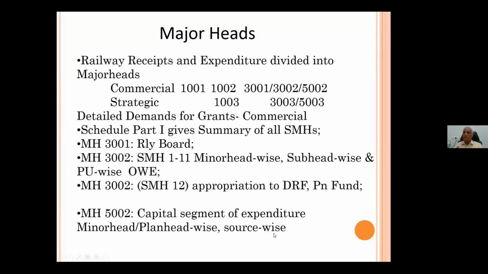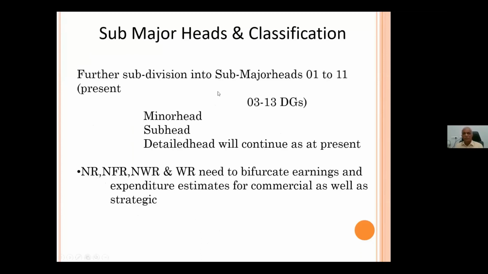Source means, where will this money come from? From budget support given by government, or from our fund DRF, or from our DF, safety fund, or extra budgetary resources. That we have to follow, and accordingly we will give our requirements. So these are the major heads. Now further subdivision, already I told: 3 to 13, minor head, subhead also I gave, and detailed head. As a budget, it is not required, but classification wise it is required.